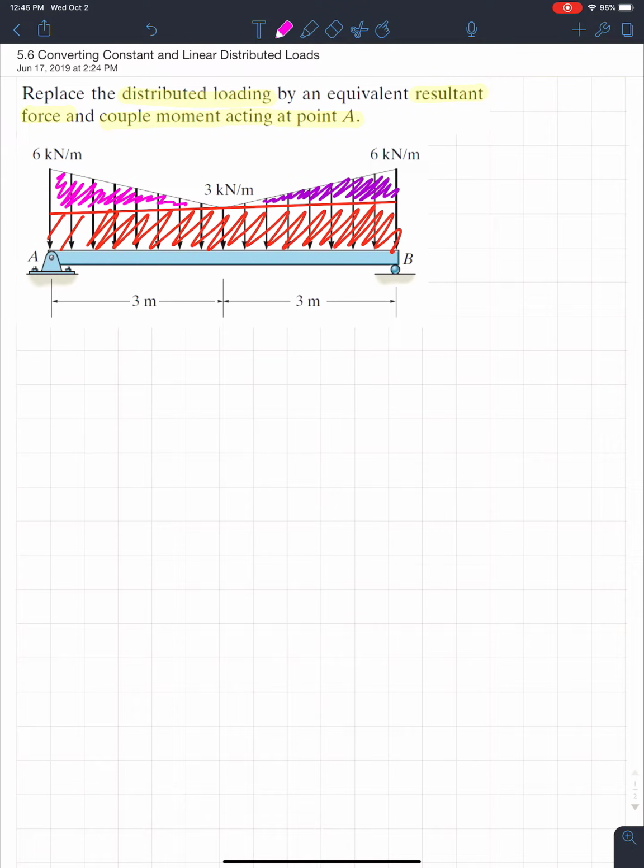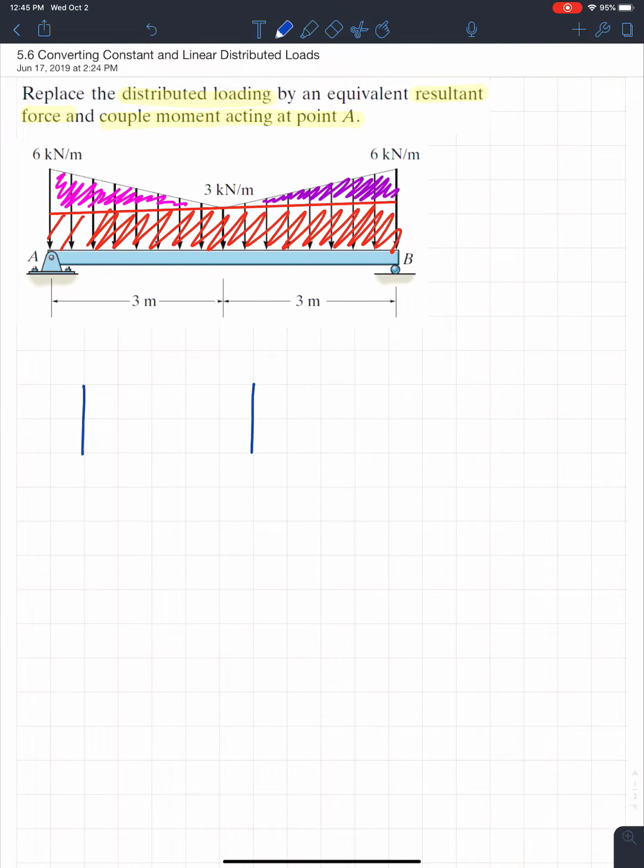So that's the trick to this: most of the distributed loads can be converted into one of two types, and that is a triangular distributed load or a rectangular distributed load. So let's go into each one real quick before we start the example and just figure out what we should do. So let's start with the simple case, a rectangular distributed load.